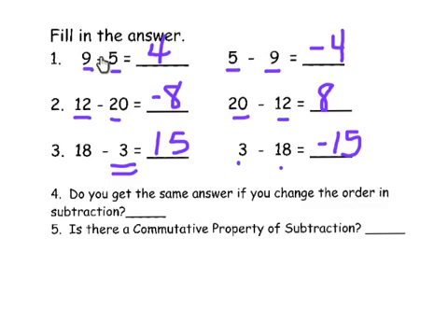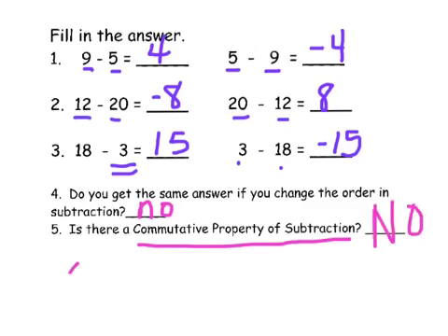So let's see. We switched the order. We have 9 first here and 9 second. Here I got 4, and here I got negative 4. So if you look down here, it says, do you get the same answer if you change the order in subtraction? So obviously, no. So the question is, is there a commutative property of subtraction? And the answer is no way. Order matters when subtracting.